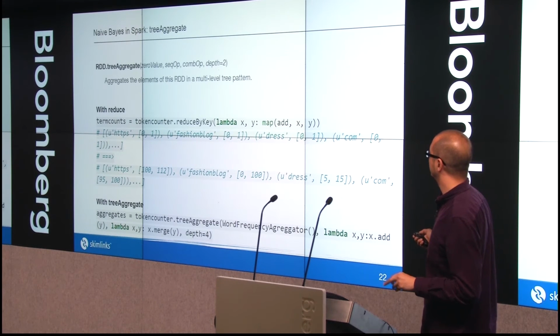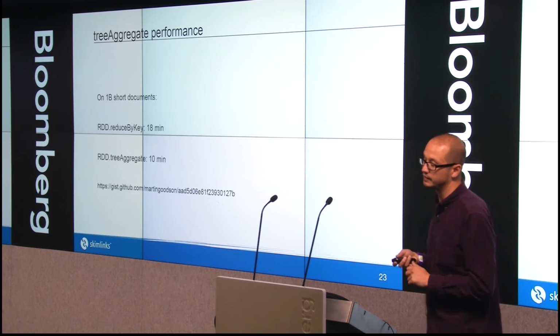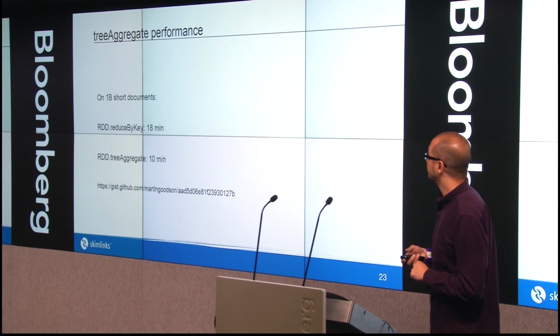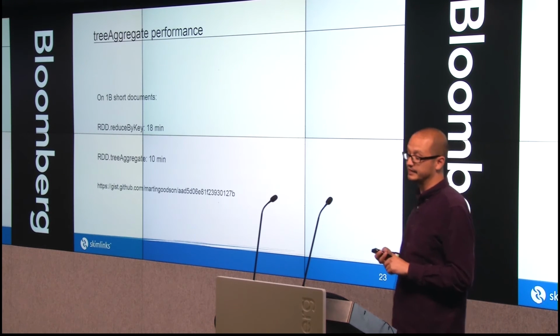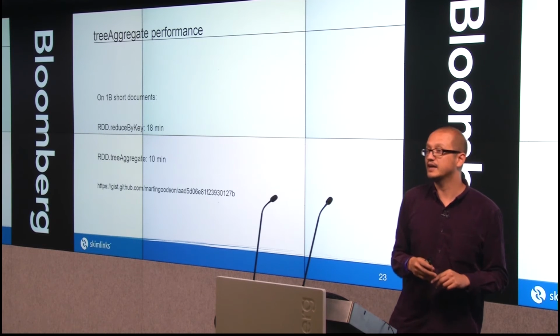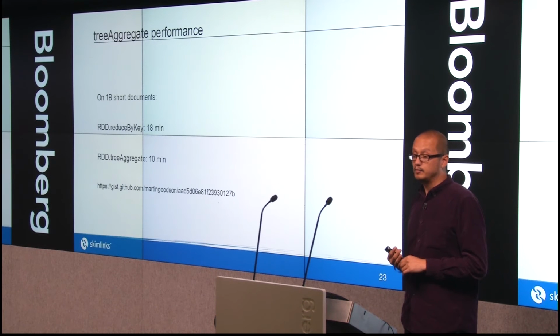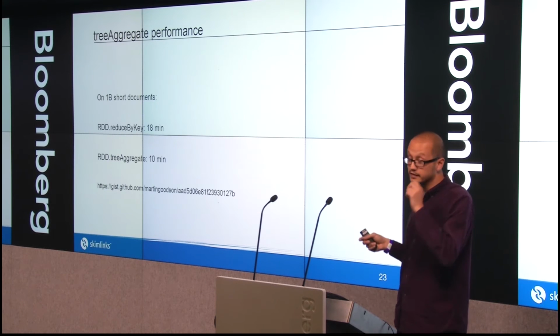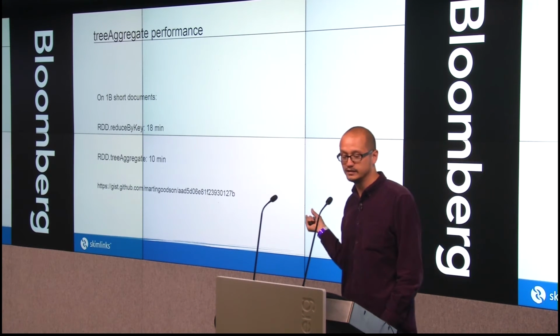This is how you use it. I tested this on a billion short documents, say 10 words long. Using the reduce by key method took 18 minutes, and this tree aggregate method took about 10 minutes. But I have to be honest, I had to hack away a little bit, and I had to modify the actual API of Spark to get this to work. I put that in a gist. I won't go into details about what I had to do. It's actually just a very simple one-line change.